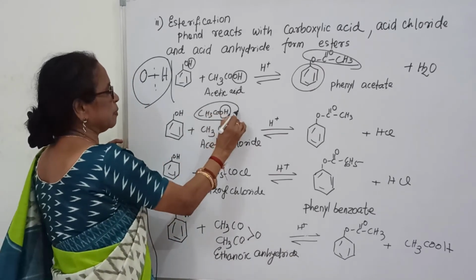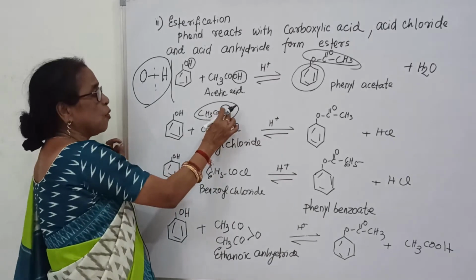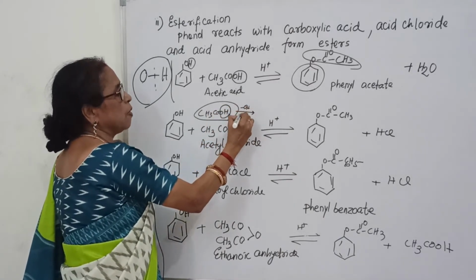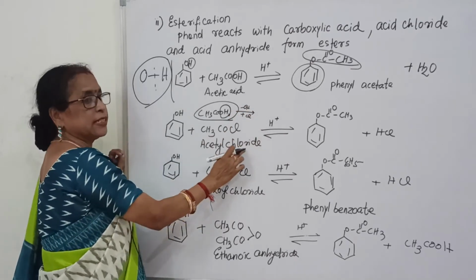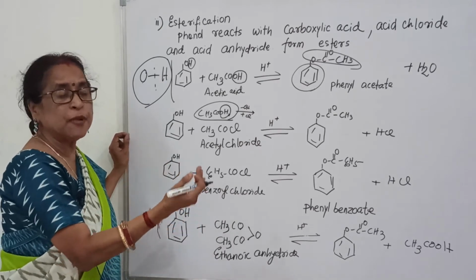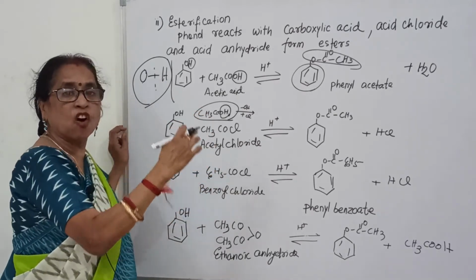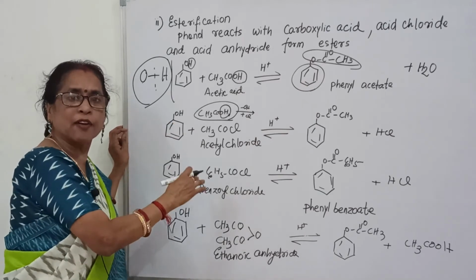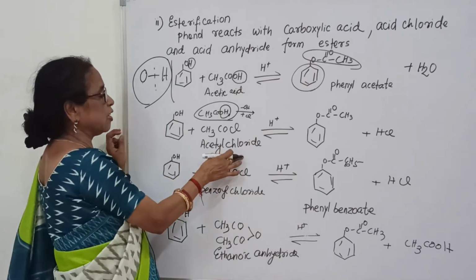CH3COOH. This is the formula of acetic acid. Then what happens if OH is replaced by Cl? It gives acetyl chloride. It comes from acetic acid. In IUPAC name, it is known as ethanoyl chloride, because ethanoyl means that it comes from ethanoic acid. So this is ethanoyl chloride.